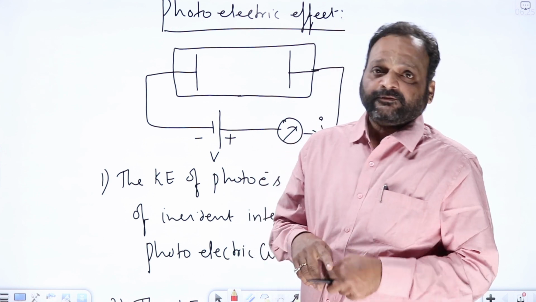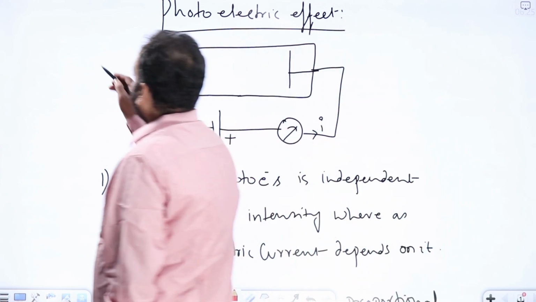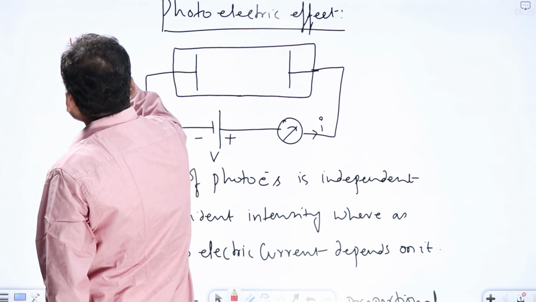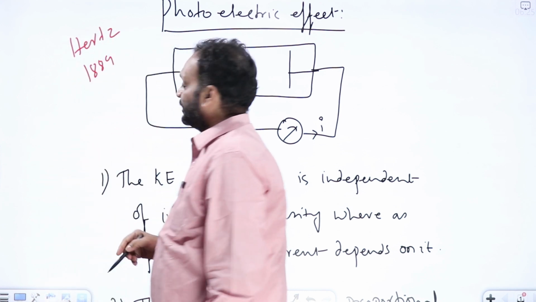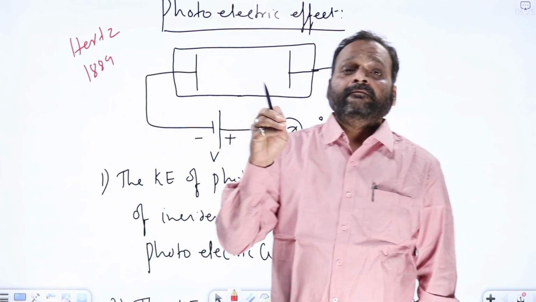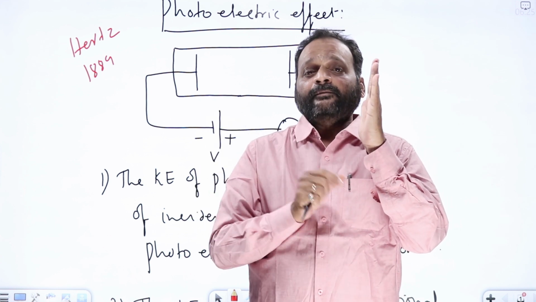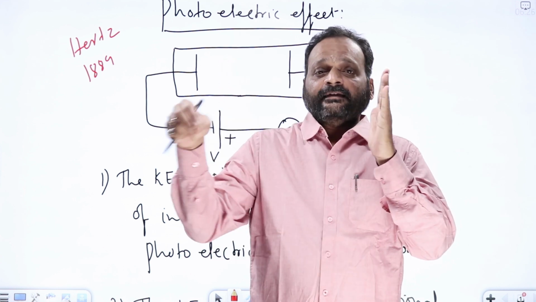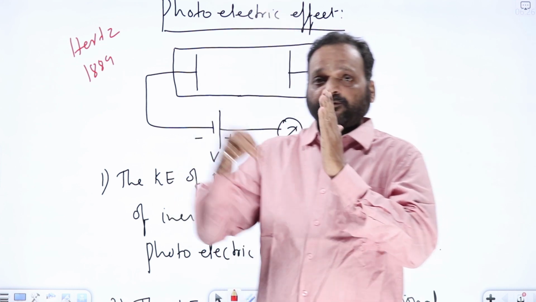Now the first topic is photoelectric effect. Now photoelectric effect means, this effect was discovered by a scientist called Hertz in 1889. What is this photoelectric effect? When light of suitable wavelength goes and falls on a photosensitive metal plate, electrons are found to come out. Photoelectric effect means the electrons are coming out because of the action of light. Hence the name photoelectric effect.